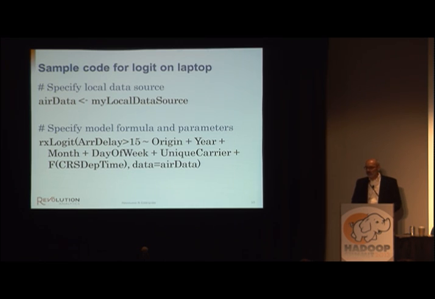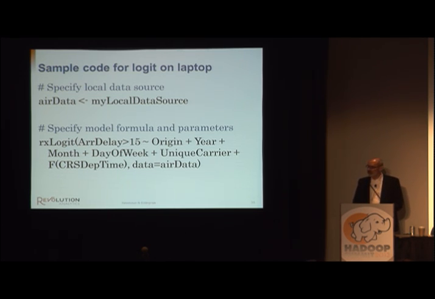We can specify that airline data to be coming from your local data source. And RxLogit is the RevoScaleR function for logistic regression. Here we're doing a logistic regression where, on the fly, we're creating a factor variable, which is the question of whether arrival delay is greater than 15 minutes or not. We're looking to see how well we can predict arrival delay being greater than 15 minutes by using variables like origin, year, month, day of the week, carrier, and another factor variable created on the fly based on departure time. And we're telling the logit function that we want to use this data set, which is local.